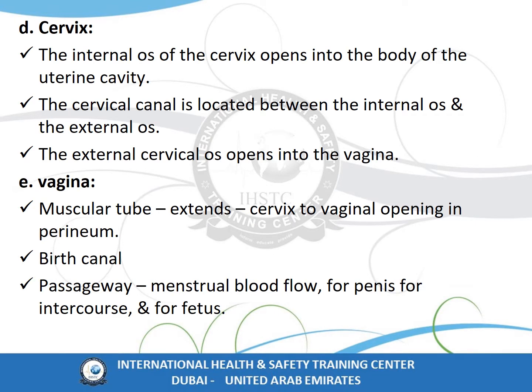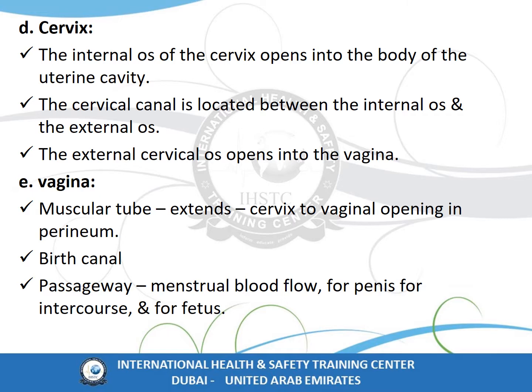Cervix. The internal os of the cervix opens into the body of the uterine cavity. The cervical canal is located between the internal os and the external os, and the external cervical os opens into the vagina. Now, the vagina is a muscular tube that extends from the cervix to the vaginal opening in the perineum. It is otherwise called the birth canal. It is located between the rectum and the urethra. The vagina is a collapsible musculo-membranous tube that is capable of distension, and its outlet to the exterior is covered by the hymen. Hymen is a fold of mucous membrane.